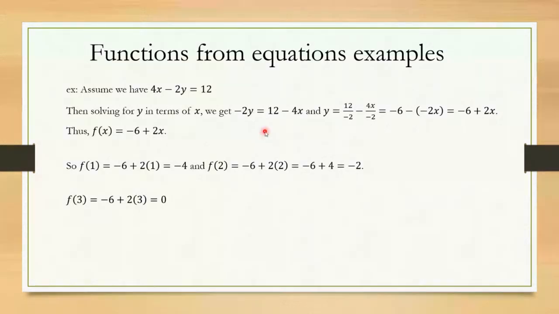So solving for y in terms of x, we get y equals -6 plus 2x, right? What did I do? I just divided everything by -2, the coefficient of y, and I brought the 4x to the other side. So we have y equals -6 plus 2x. That's a line, a non-vertical one. So it gives us y as a function of x. In fact, replacing y with f of x, we get this.